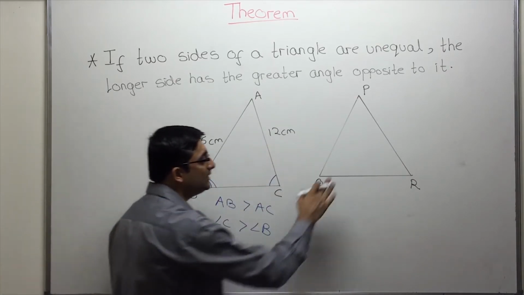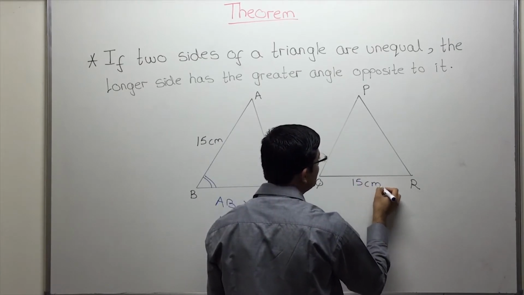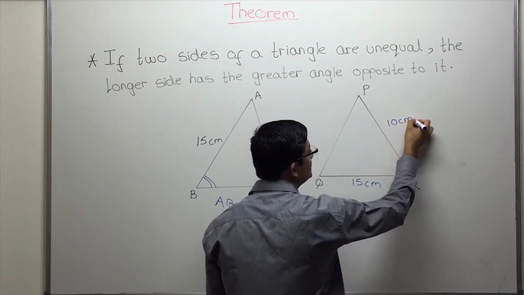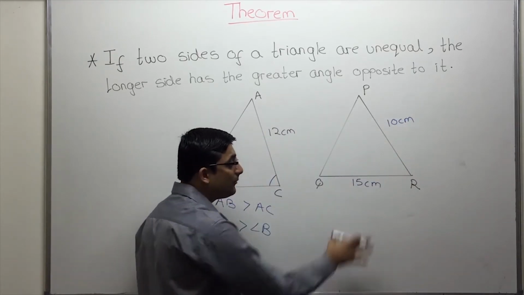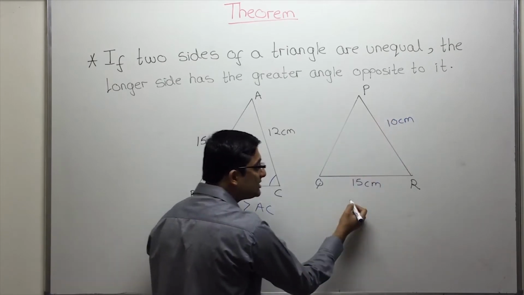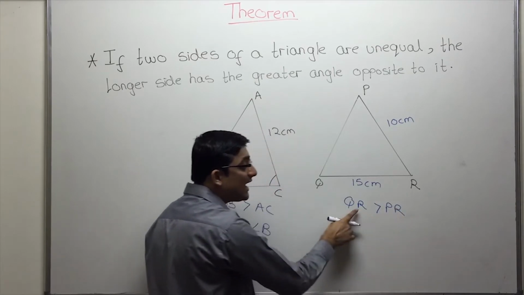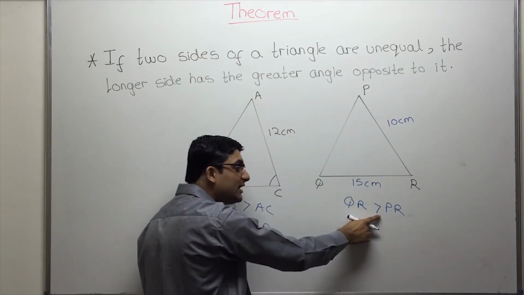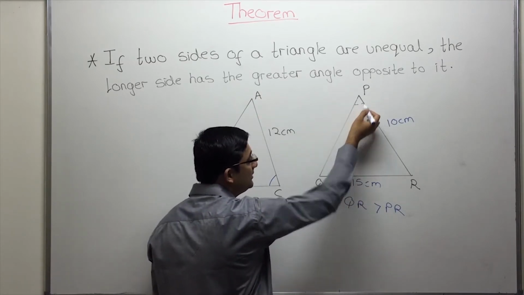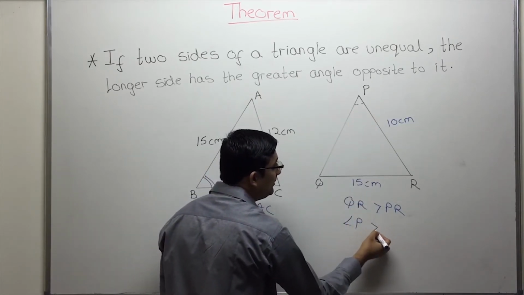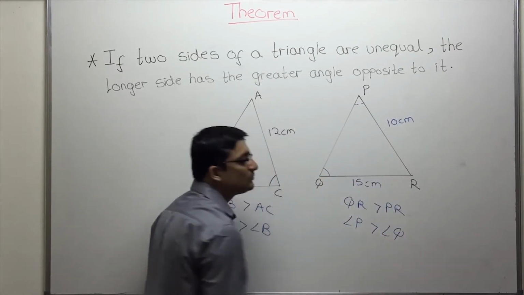Let me take another example. Let's say we have a triangle PQR. Let's say QR over here is 15 centimeters and PR is 10 centimeters, right? So now QR and PR, they have different lengths. Now between QR and PR, which is bigger? QR is bigger. So QR is longer than PR. That means angle opposite to QR will be greater than the angle opposite to PR. So what is the angle opposite to QR? Angle P. That means angle P will be greater than angle opposite to PR, angle Q. So this is what this theorem means.